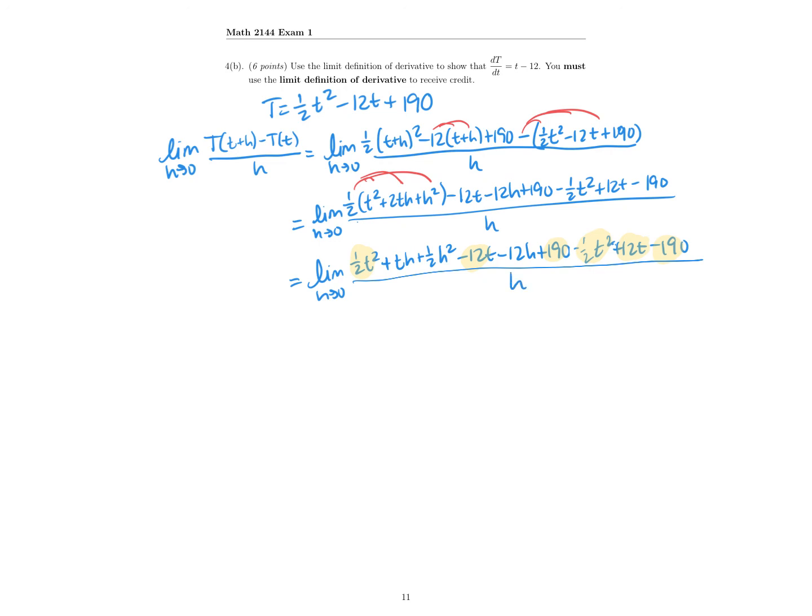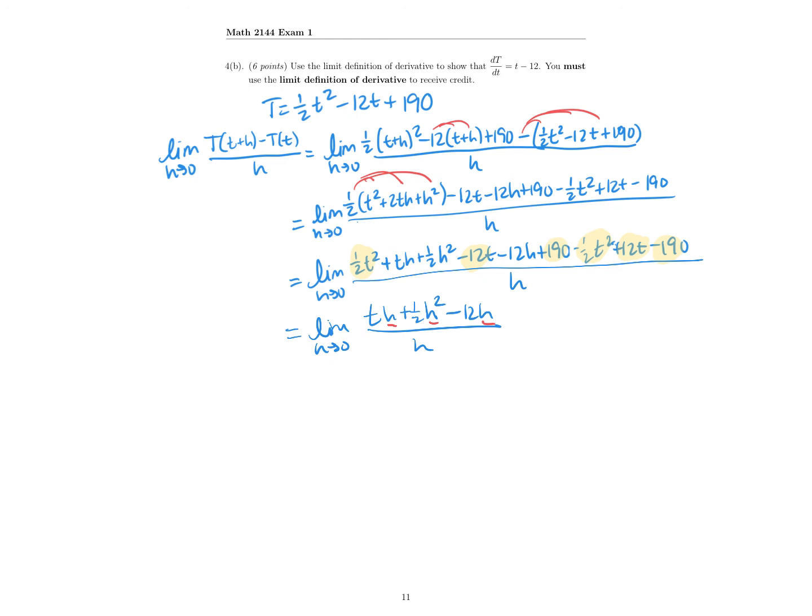That's all over h. So I get the limit as h goes to 0 of th plus 1/2 h squared minus 12h, all over h. And one thing you might notice is that there is a common factor in these top terms here. I have an h in each of those. And so I'm going to be able to factor out that h. And why do we want to do that? Well, I can't just directly plug in h equals 0 here because I have an h in the denominator. And if I plug in 0 for the denominator, that would give me something undefined.